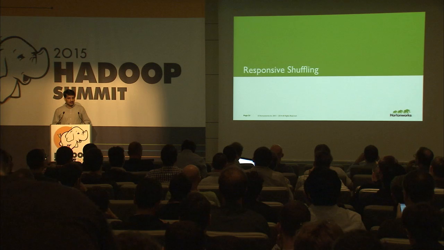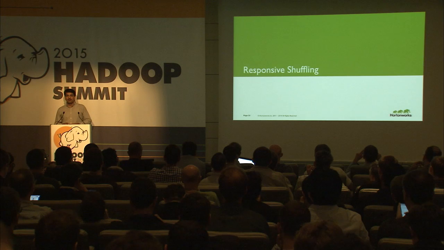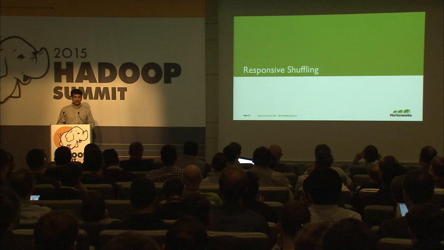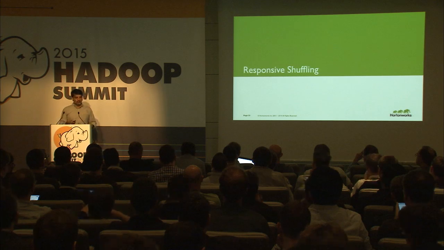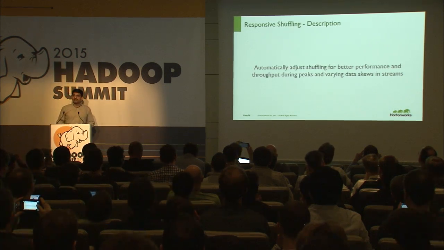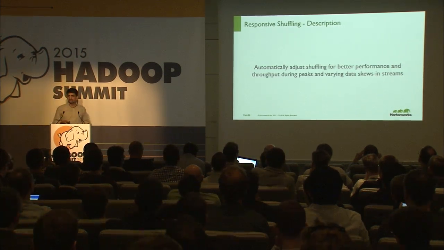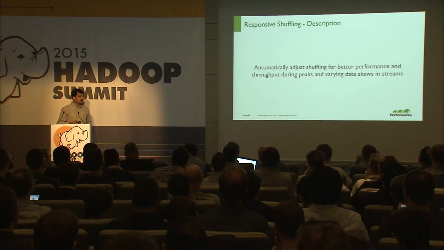Moving on to next, responsive shuffling. As you all know, in distributed systems, we keep passing data from a compute node to compute node and a component to component. In MapReduce, in Storm, we keep passing data from map to reduce and reduce to reduce, or bolt to bolt or spout to bolt. This data passing is called shuffling. So what is responsive shuffling? Responsive shuffling is automatically adjusting the shuffling for better performance and better throughput during the varying data natures like peaks and off peaks and data skews.